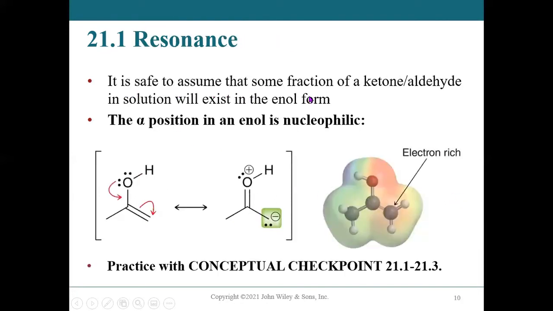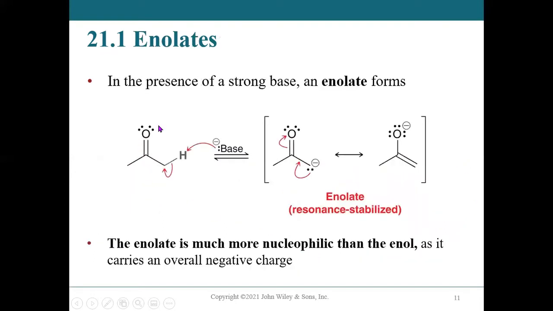It is safe to assume that some fraction of the ketone or aldehyde in solution will exist in the enol form. The alpha position in an enol is nucleophilic, because it has a partial negative charge and is electron rich. In the presence of a strong base, an enolate will form. Here we use a strong base, starting with the carbonyl, and that carbonyl group has an alpha H. A strong base can just take that H away and produce this enolate. The enolate is much more nucleophilic than the enol, as it carries an overall negative charge.